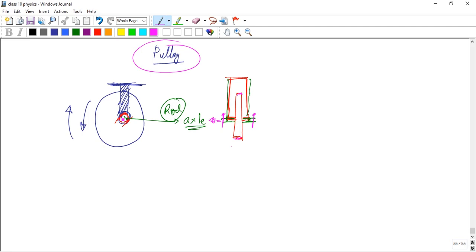Clear? Now here we discuss a fixed pulley, a single fixed pulley, or a movable pulley. First we discuss a single fixed pulley. If I mark this rigid support, it is also called a frame, or support.